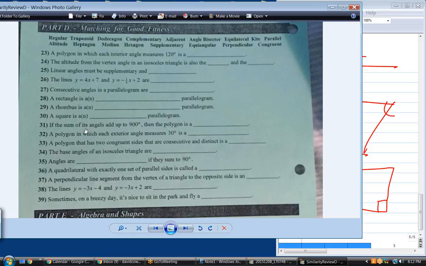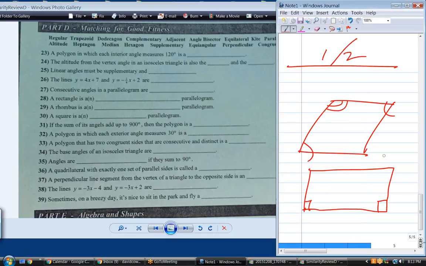The sum of its angles add up to 900 degrees. She misspelled that. That's supposed to be angle. Then the polygon is what? Heptagon.